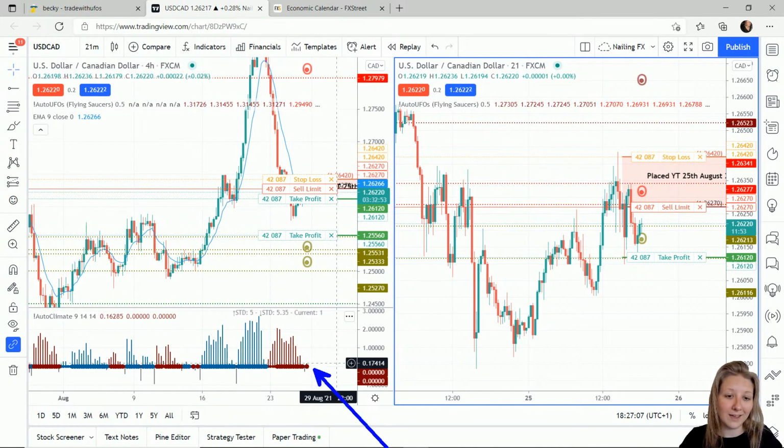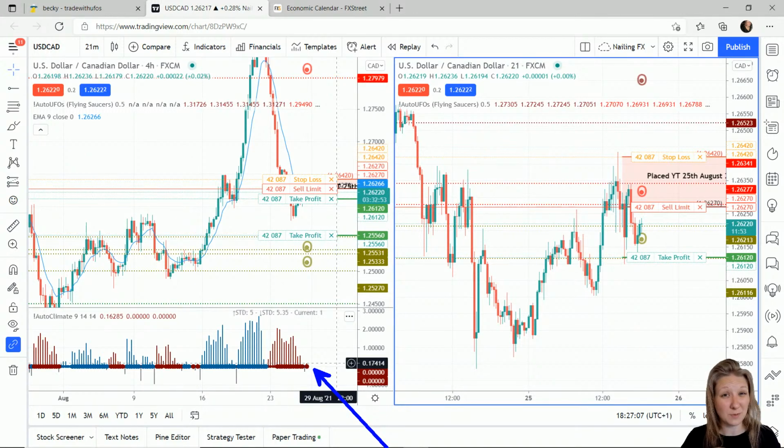Our auto climate here is giving us a thick red dot. This is a piece of technology that we use. It's a free piece of technology, by the way. On most platforms you can use it on, it's free. This is telling us we have probability downwards because it's a thick red dot. That's what that means. Thick red dot, probability down, means we should look to sell.